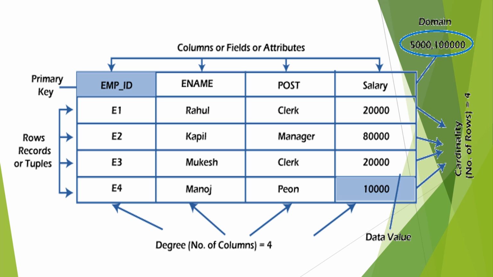Now here employee ID is the primary key because each and every employee will have a separate employee ID or a unique value for employee ID, while two employees can have the same name, can have the same post and can have the same salary also.